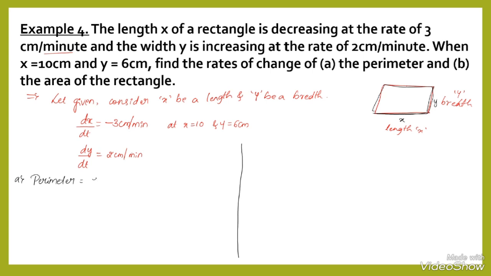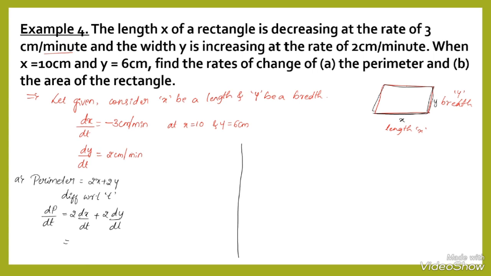That is 2x plus 2y. We want the rate of change of perimeter. Therefore, I can differentiate with respect to time only. That is dP by dt is equal to 2, which is a constant, times the differentiation of x, dx by dt, plus 2 constant again times dy by dt. We already know the given values of dx by dt and dy by dt.